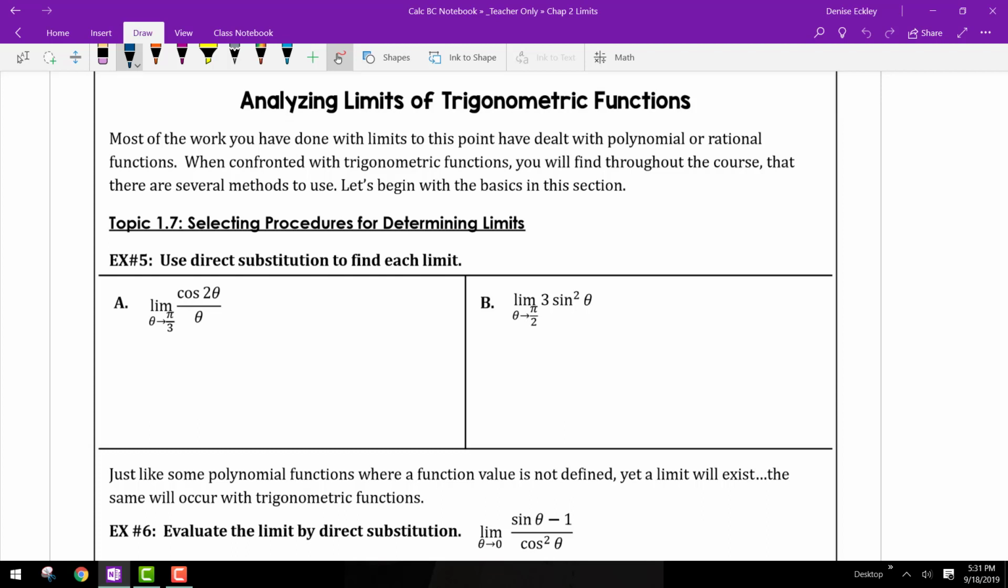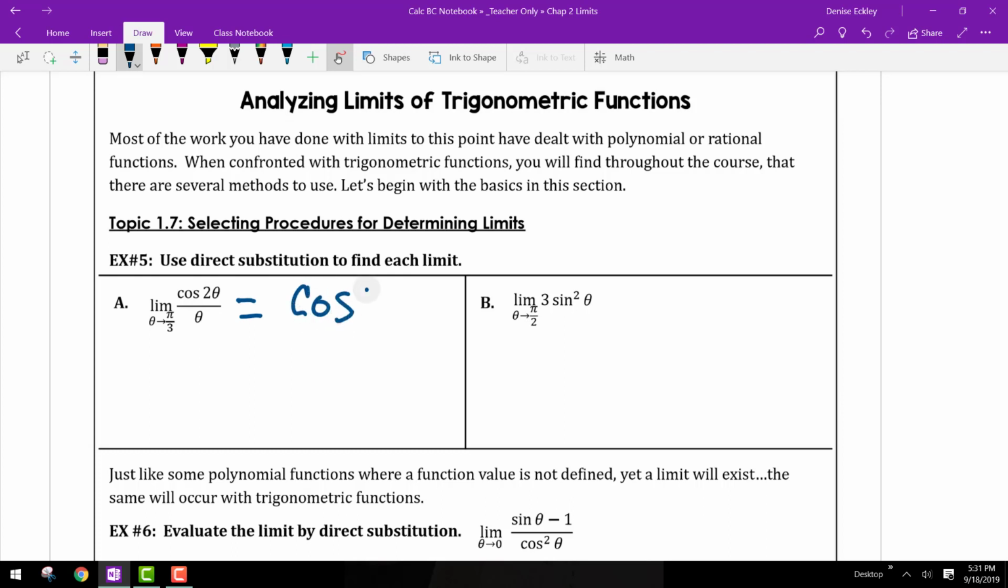With example 5, it says use direct substitution to find each limit. You just want to make sure you verify, if you can quickly, that you don't have an indeterminate form like 0 over 0 or infinity over infinity. We can see that we don't, so we can just go ahead and substitute.